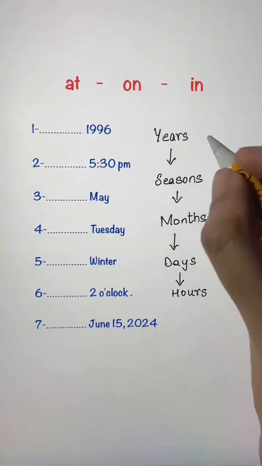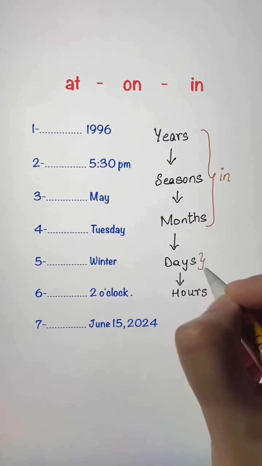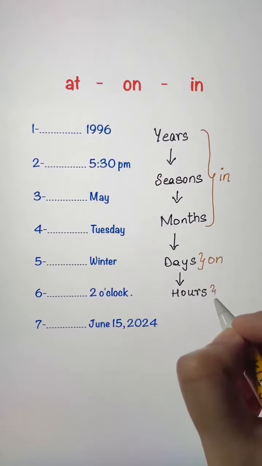Now here's the rule. With years, seasons, and months, we use in. With days, we use on. With hours, we use at.